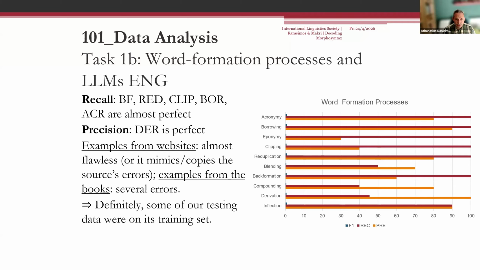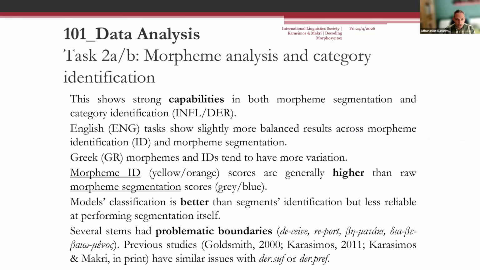From what we saw, we think that the examples taken from websites were almost flawless. Even if we disagree with the result, it is actually not mimicking, it copies the resource's errors. And the examples from the books that have introduced them, that cannot be found electronically, included several errors. So definitely, you can be sure that some of our testing data were in the pre-trained dataset of all the LLMs.